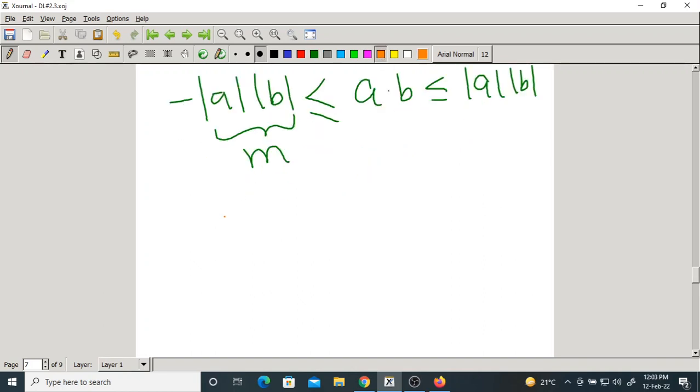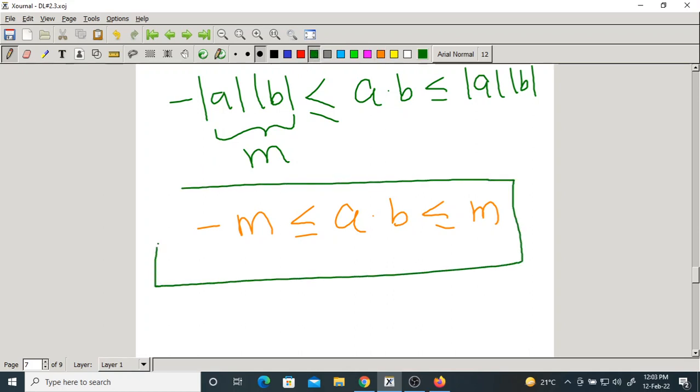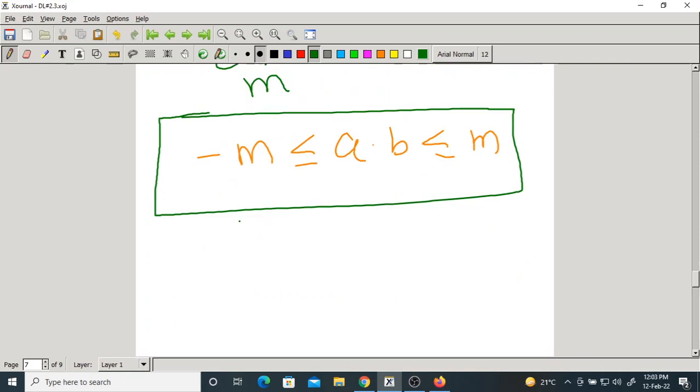So a dot b lies between minus m and m: minus m is less than or equal to a dot b, which is less than or equal to m. This is the range of any dot product of two vectors. Is it okay? Now, the dot product is minimum. What is the minimum value? Minus m.